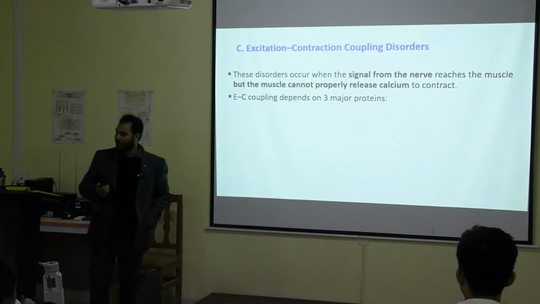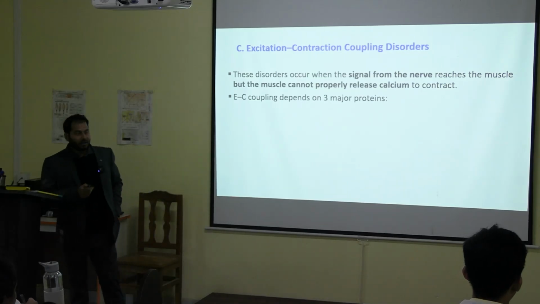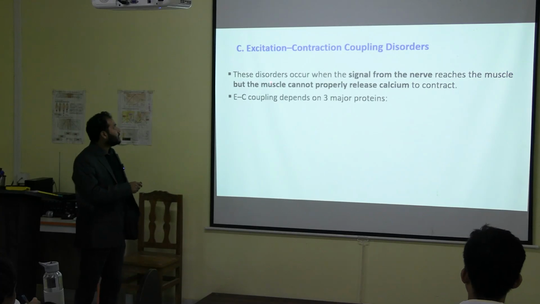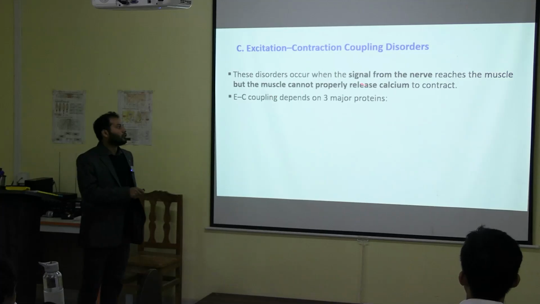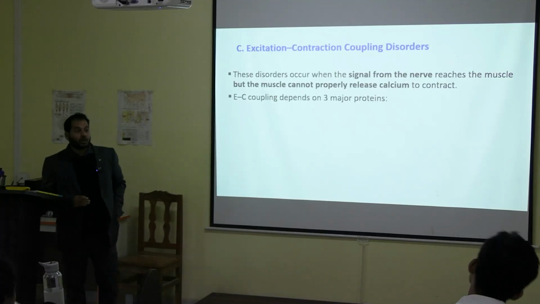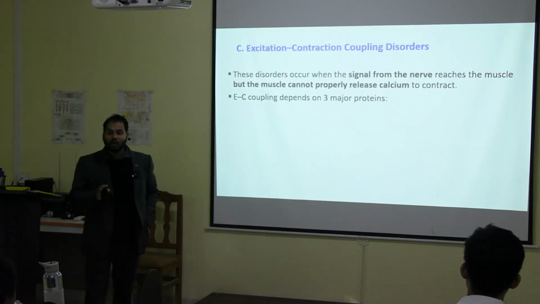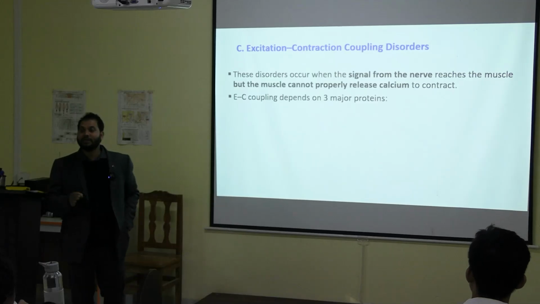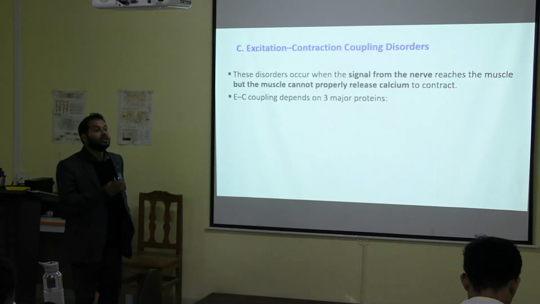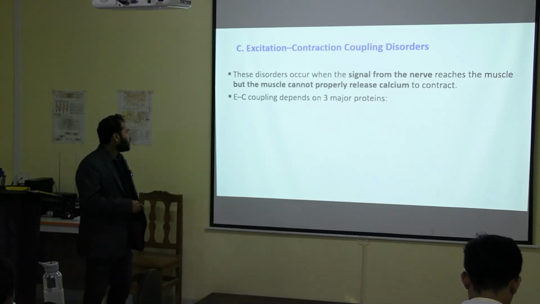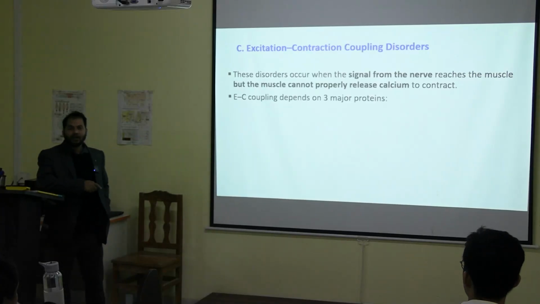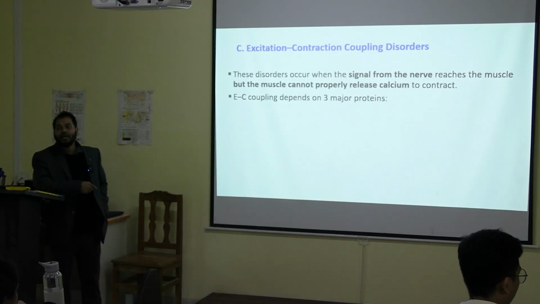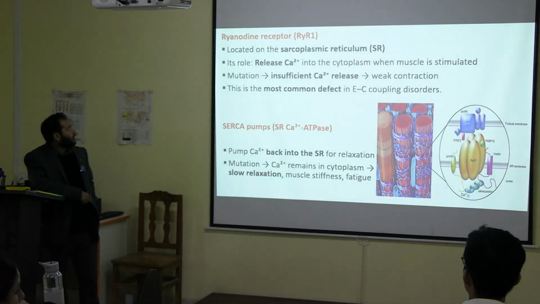through nerve fiber, right? The disorders occur when the signals from the nerves reach the muscles, but the muscles cannot properly release the calcium. So there is no abnormality in the nerve fiber. Instead, there is an abnormality in the release of calcium ion, right? Now, what are the most important proteins involved in the excitation-contraction coupling?